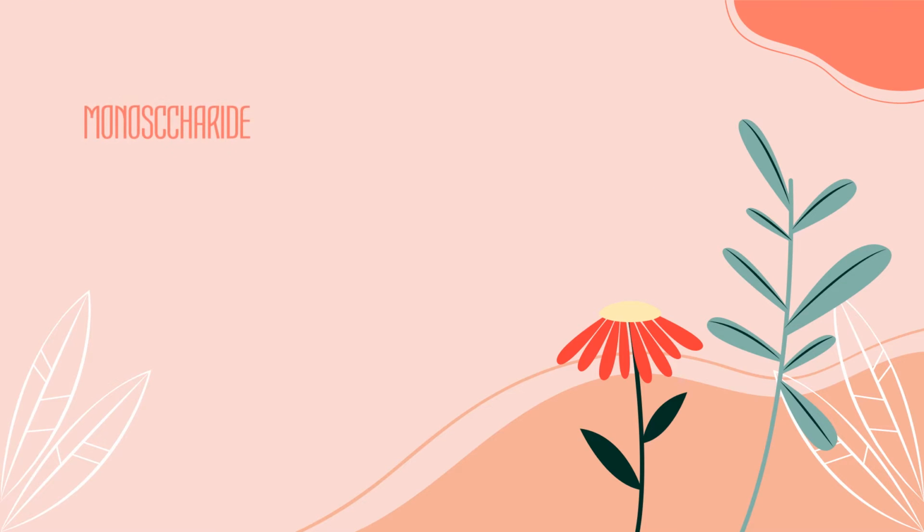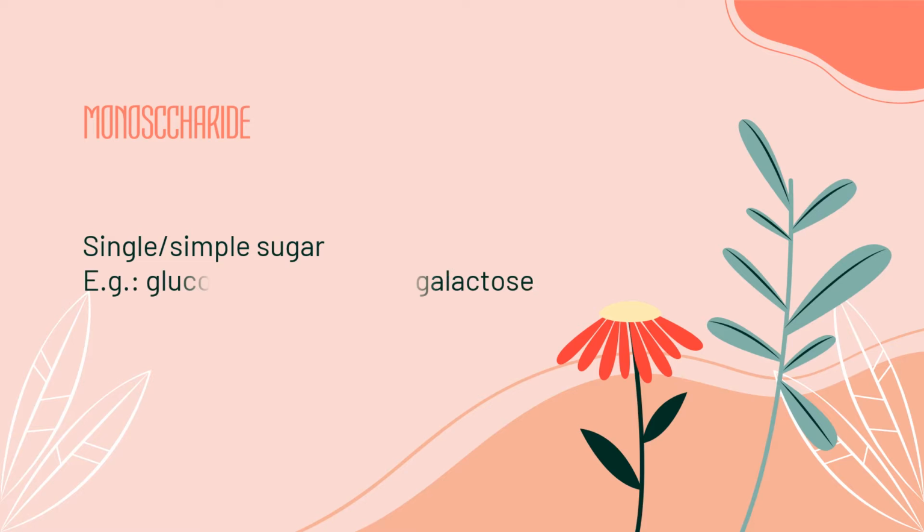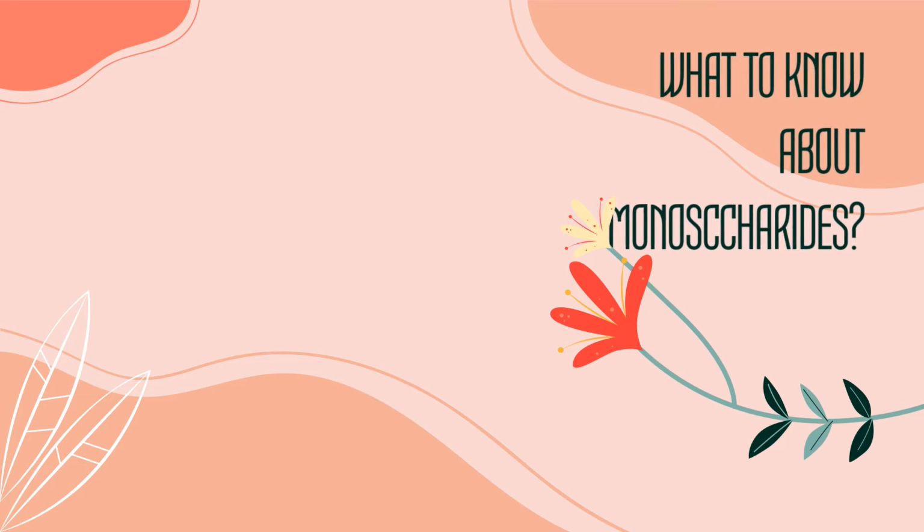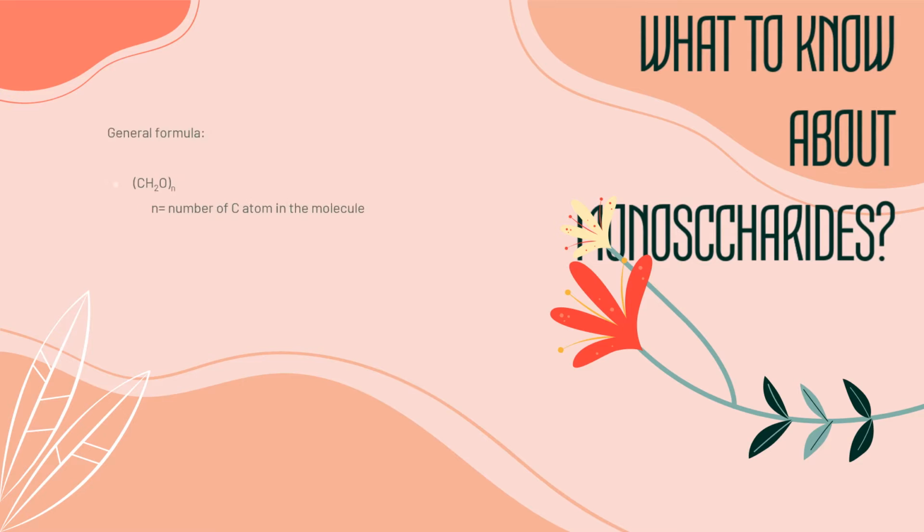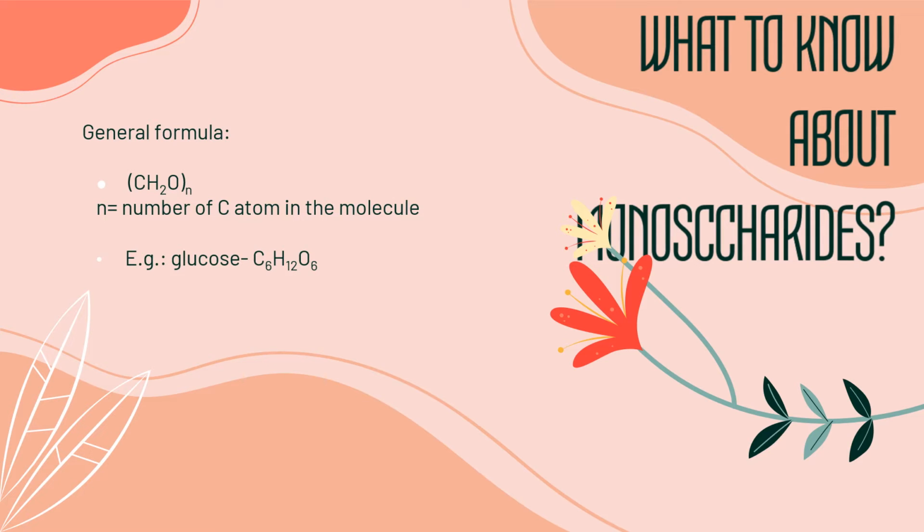Next, in this video, we're going to focus on monosaccharide. Monosaccharide is a single or simple sugar, and this is an example of monosaccharide. What do we need to know about monosaccharide? The general formula is CH2On, and for example, glucose. For monosaccharides, most of them have -ose at the end of the name, for example, glucose.